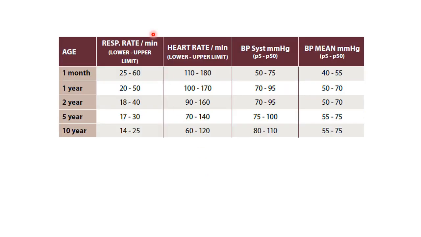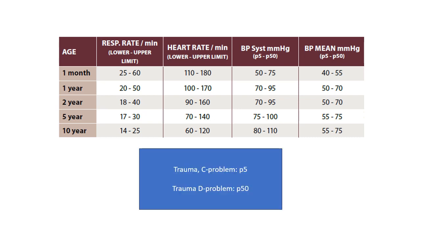Here are the normal vital signs that the EPALS course wants us to know. Respiratory rate for these guys, and heart rate, and blood pressure. The only thing I want you to notice is that there's a P5, that's the permissive hypertension limit in trauma, and then there's the P50, that's the permissive hypertension in trauma if they have head injury, right? So that's not really permissive hypertension. You need a good blood pressure, both as adult or as child.